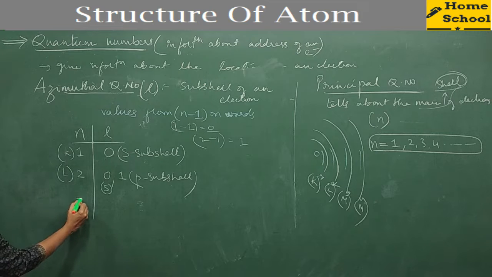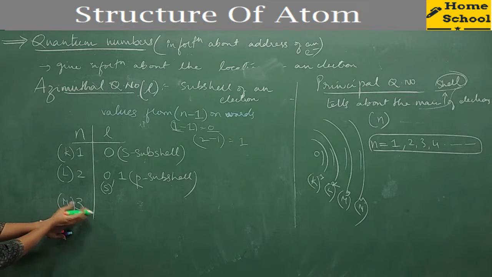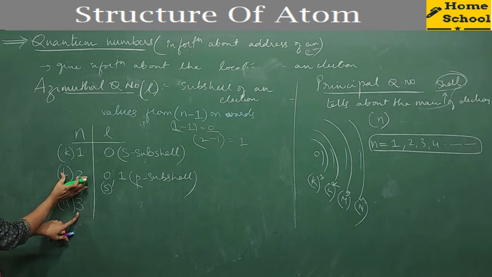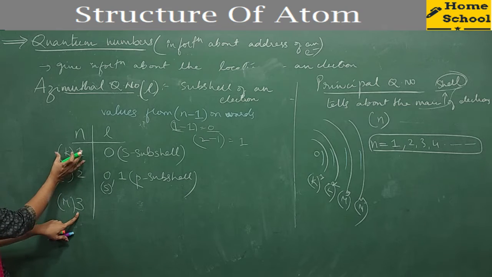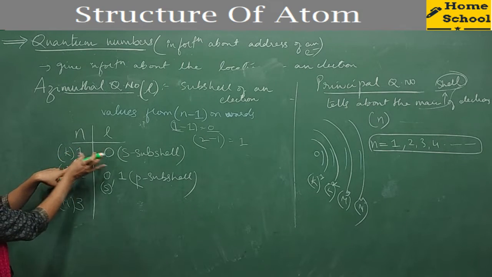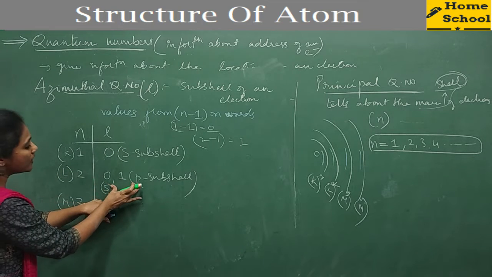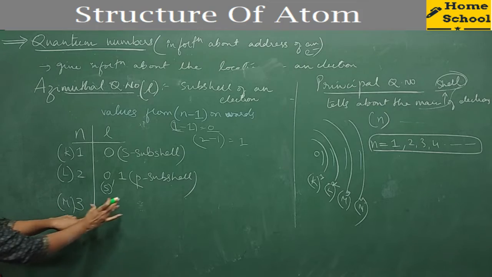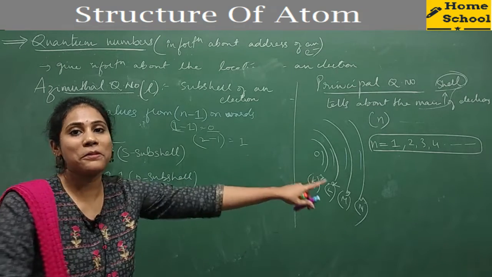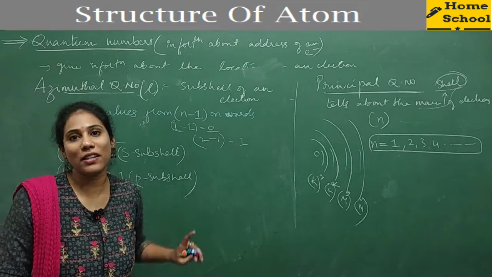And coming to the third state, it will have 3 districts. Second state will have 2 districts. First state will have 1 district. First main shell will have 1 subshell. Second main shell will have 2 subshells. Third main shell will have 3 subshells, like that. Fourth main shell will have 4 subshells. Fifth main shell will have 5 subshells. So that is the concept here.